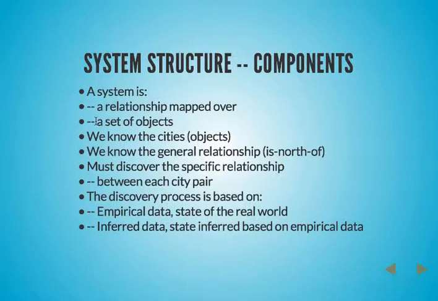So a system is a relationship mapped over a set of objects. We know the objects, which are the cities. We know the general relationship is "north of," but we must discover the specific relationship between each city pair. This discovery process is based on the empirical data that we collect and also the inferred data. We use these two concepts tightly integrated in the matrix, with the objective of minimizing the cost of structuring the system.